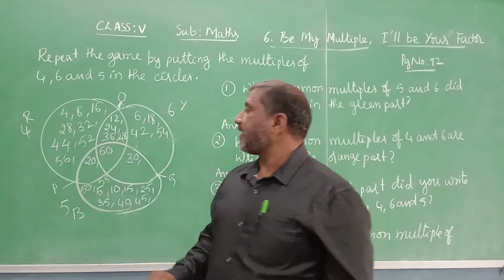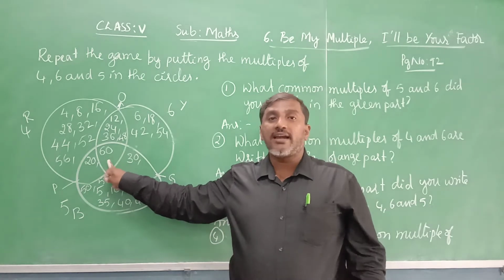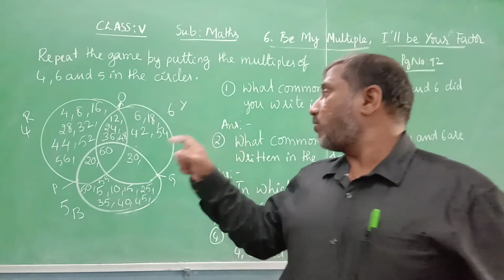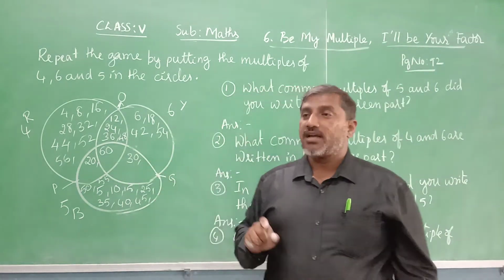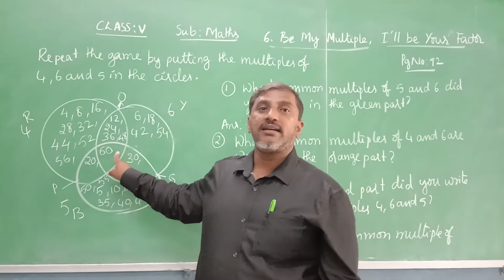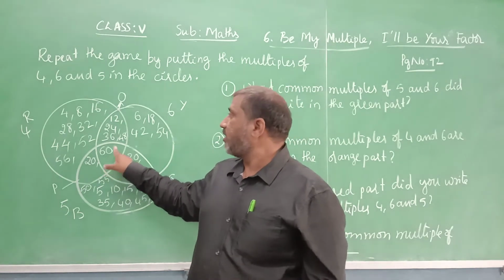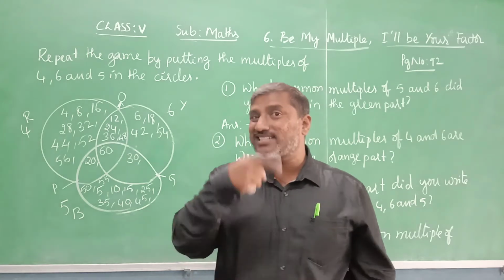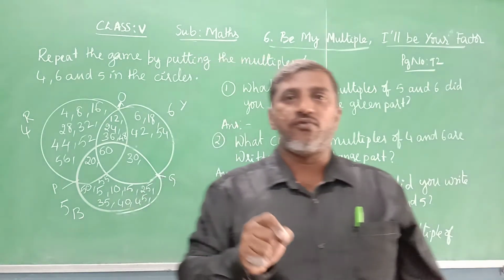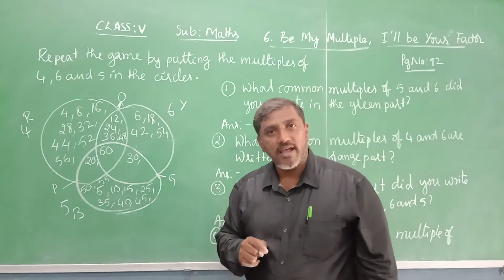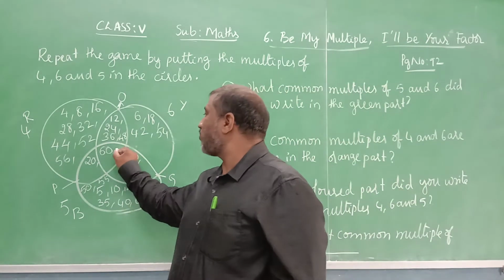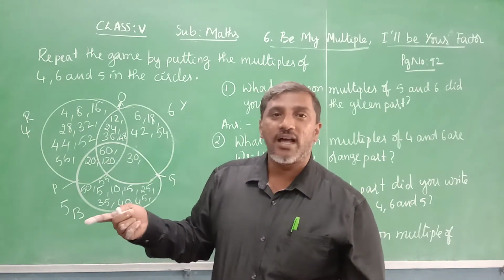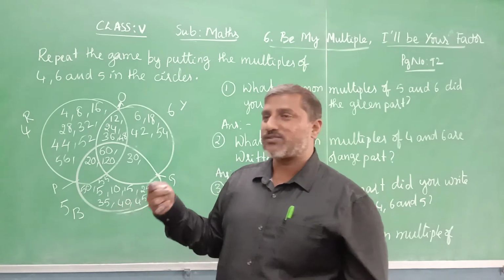So we will write 60 in the grey color part. The common multiple of 4, 6 and 5 we write in the grey color part. So the first, least and smallest common multiple of 4, 5, 6 is 60. Can you guess what is the next common multiple of 4, 6 and 5, children? Yes, it is 120. Can you guess the next common multiple? It is 180.